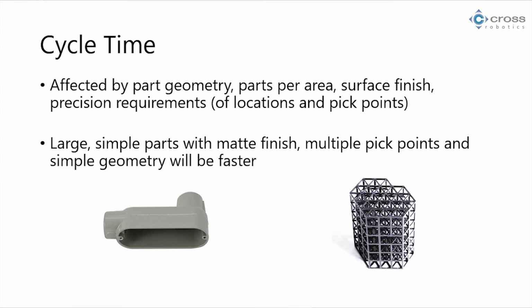So large, simple parts with a matte finish, multiple possible pick points, and simple geometry are going to decrease your cycle times. Does that make sense? So this part, like the toy horse, you can pick it up right side up, sideways, whatever. You have a lot of flexibility in picking it up, so you don't need to do as much calculation. Which one of these do you think would be easier?